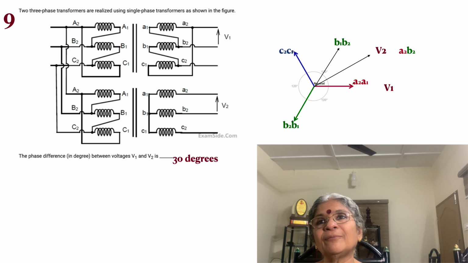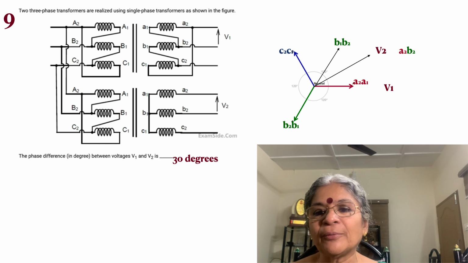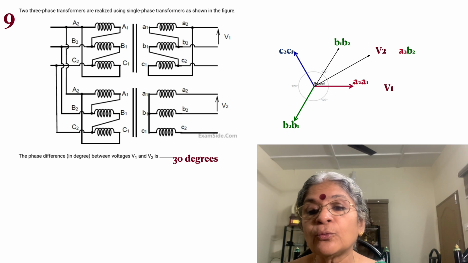The diagram will explain many things much more than what is asked, so that's the reason why I put it there. Let's look at only the secondary. Why? Because the angle between V1 and V2 is asked. So what do we have there?